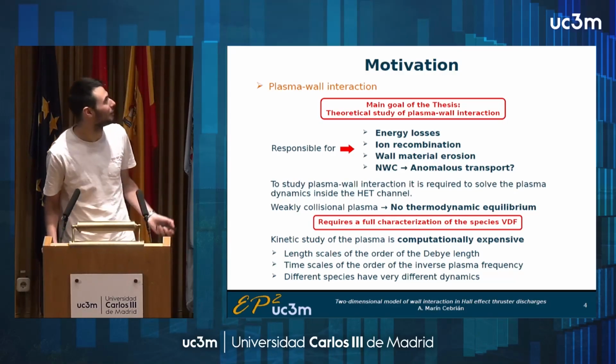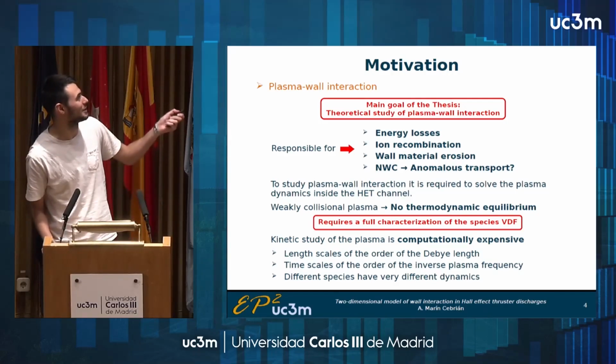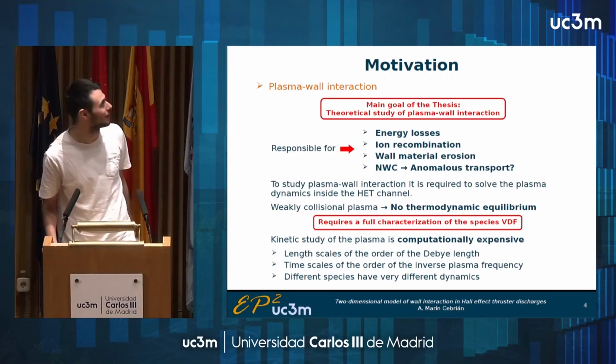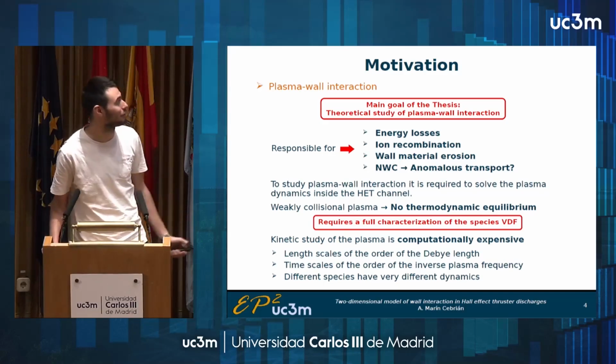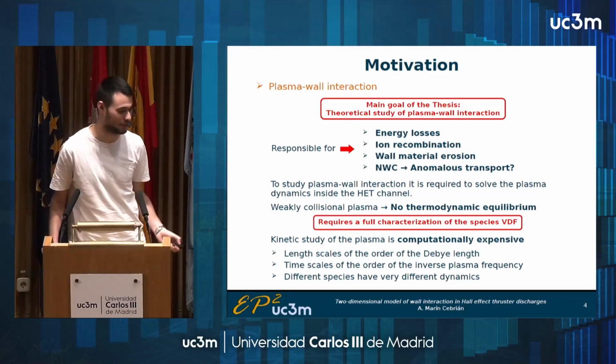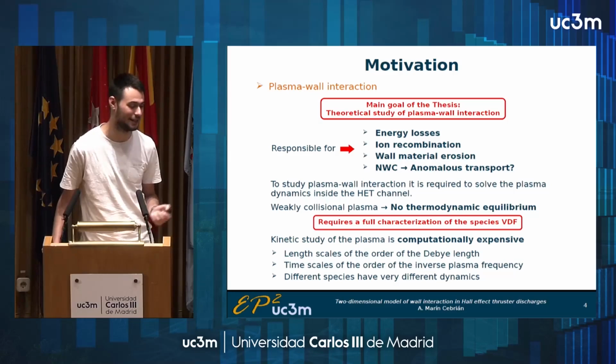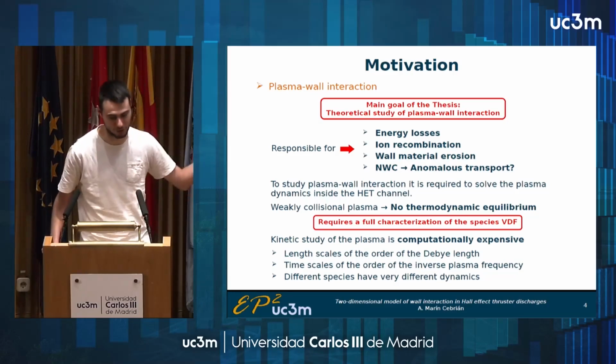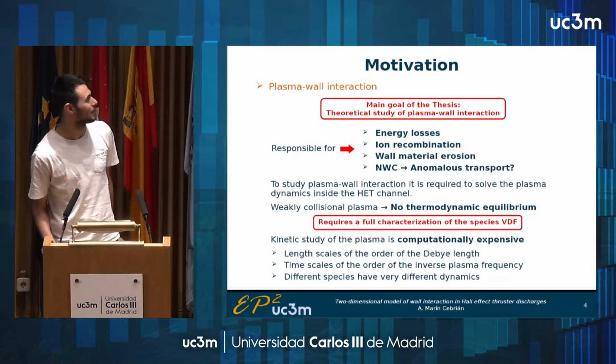Why do we even care about plasma wall interaction? Well, because it's very important. It is responsible for energy losses, ion recombination, wall material erosion, and some other authors even claim that it is generating part of the anomalous transport that we also see. So very important things happening here.